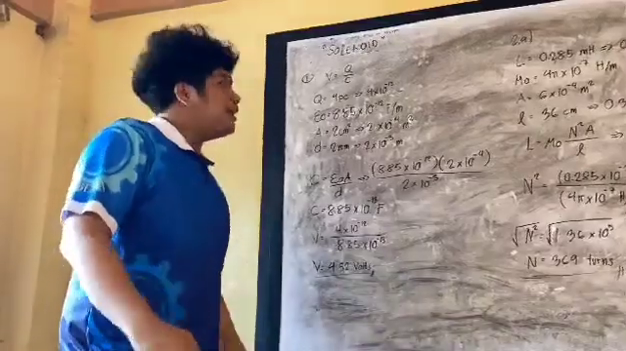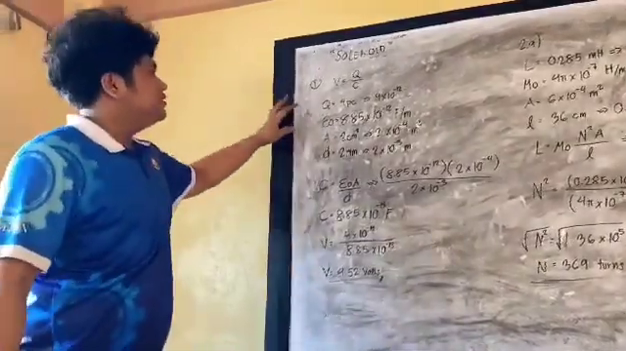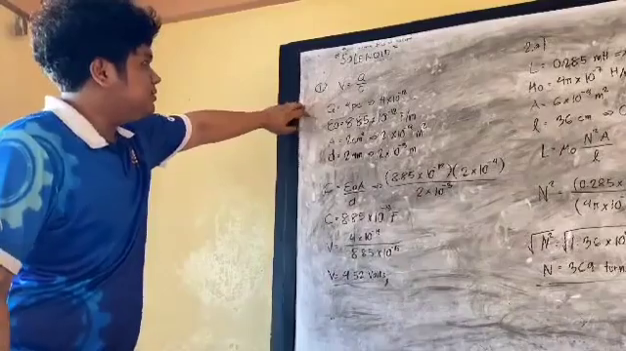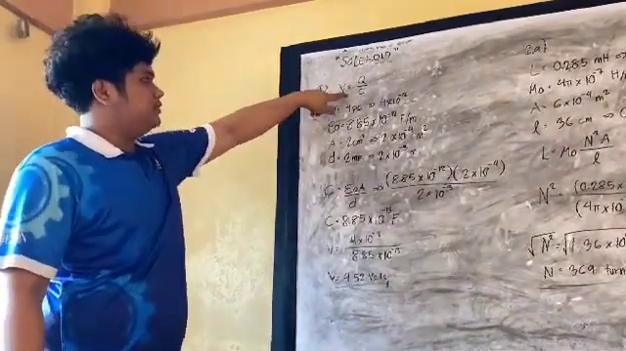Hello everyone, today we are going to solve for solid lines. So first we will solve voltage. So voltage is equal to Q over C.